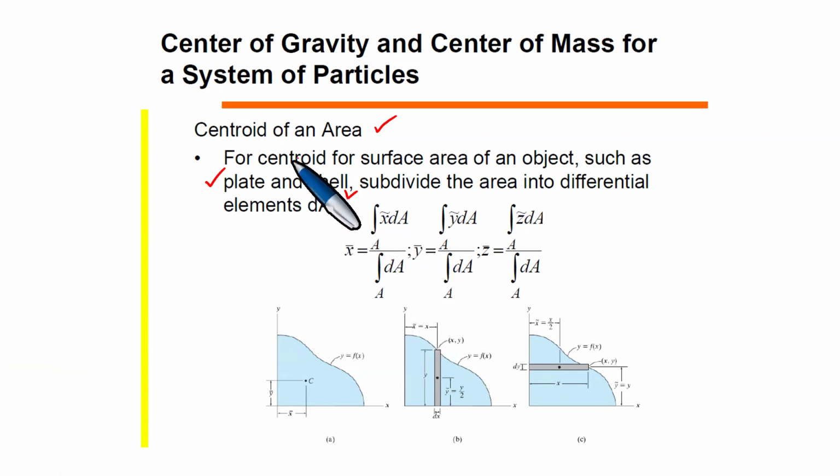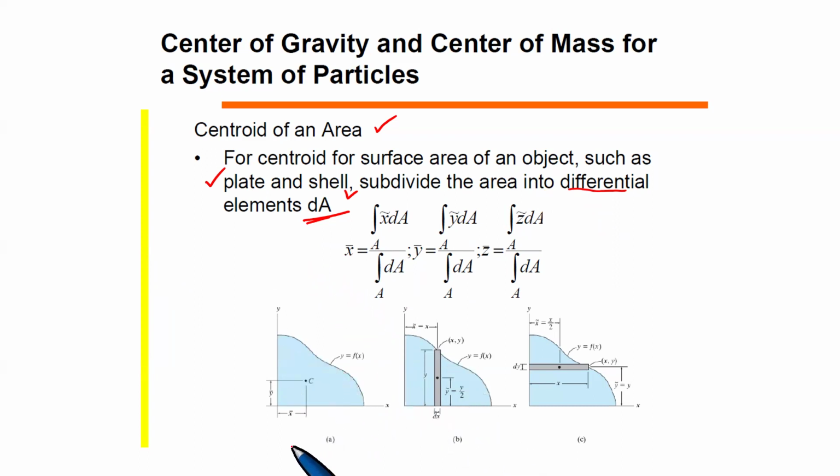So we're looking for the centroid of an area, for the surface area of an object such as a plate or shell. We're dealing with areas there because plates are 2-dimensional, and shells are basically 2-dimensional too. If you divide the area into differential elements, dA, like we saw with dW and dm, they're small areas.